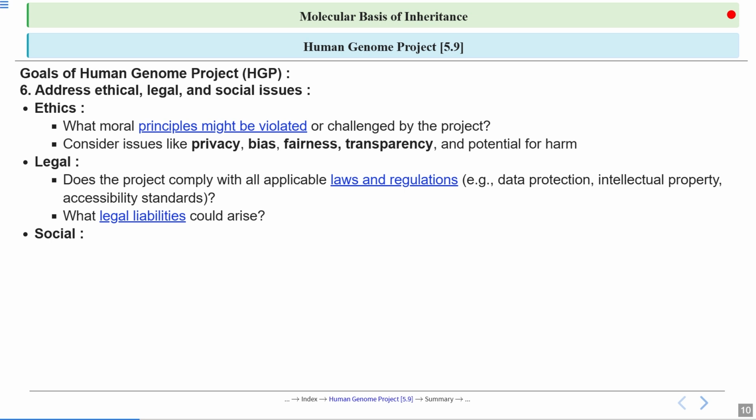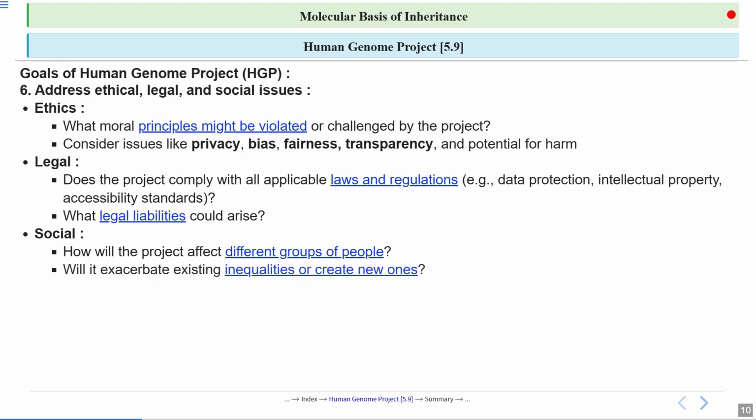After ethics and legal, there are social issues they also have to consider. How will the project affect different groups of people? How will people react when they get to know about this project? Will it exacerbate existing inequalities or create new ones? Means, is it going to create any inequalities in society? What are the potential unintended consequences for society? They definitely have no intent of harming anyone, but is there any potential unintended consequence for society?